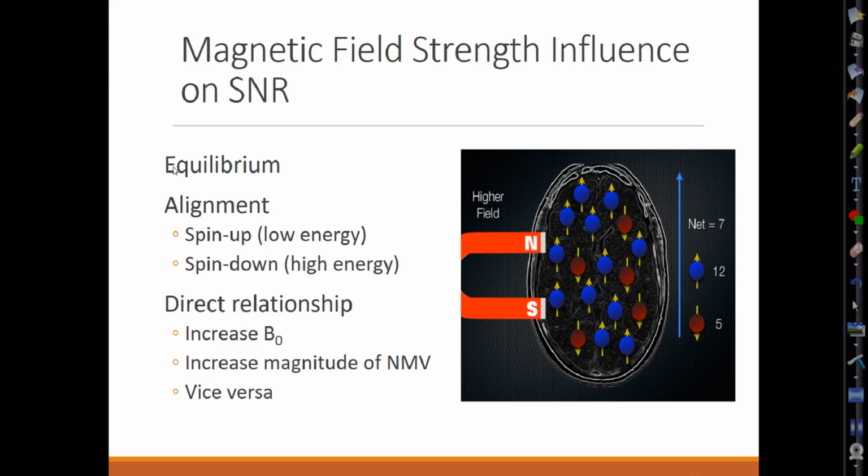And remember, at equilibrium, or also called thermal equilibrium, we're always going to get a slight increase in the number of spin ups compared to the number of spin downs. So as that gap between the energy spins increases, we get a larger net magnetic vector, which increases our B sub 0. We have more to flip into that transverse plane when we apply that first RF pulse.